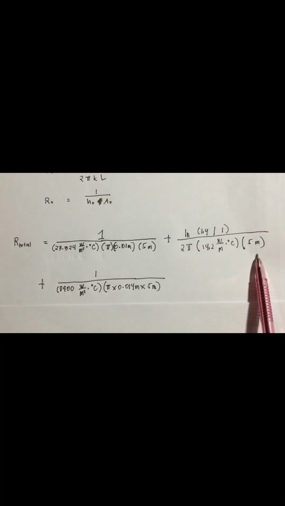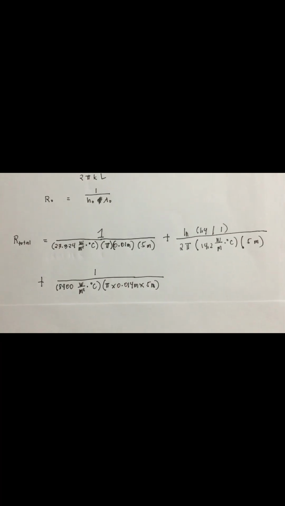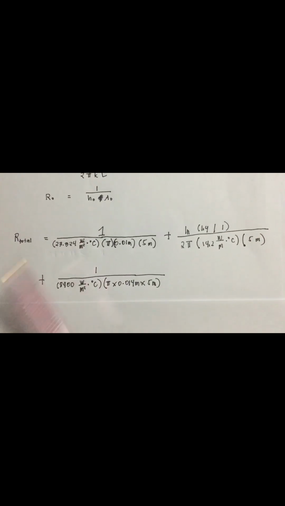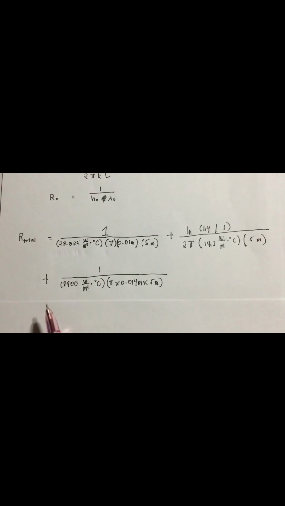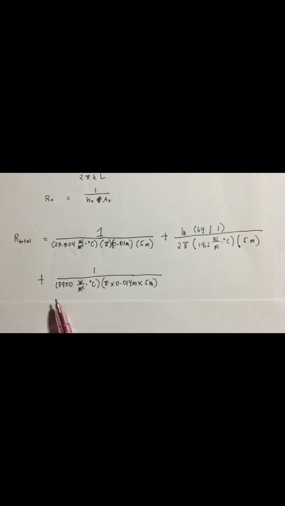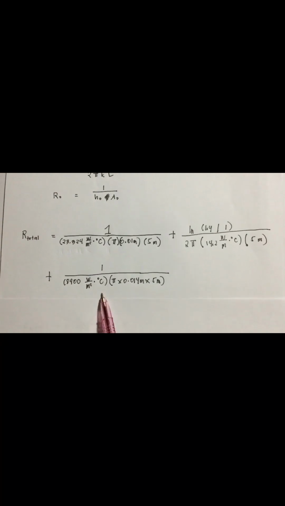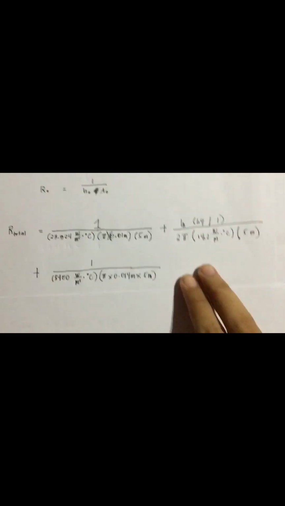in our length, 5 meter, and our outside resistance, which is 1 over our heat transfer coefficient outside, 8,400 watts per meter squared degrees Celsius, times pi times 0.014 meter times the 5 meter. So all in all, we have the total resistance of 0.00157 degrees Celsius per watt.